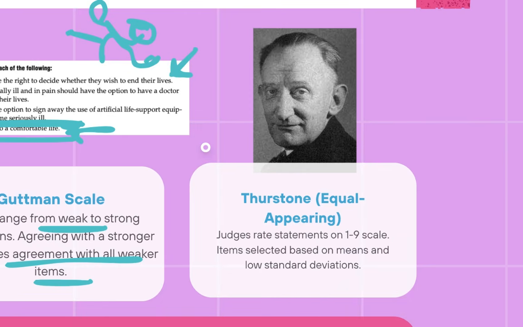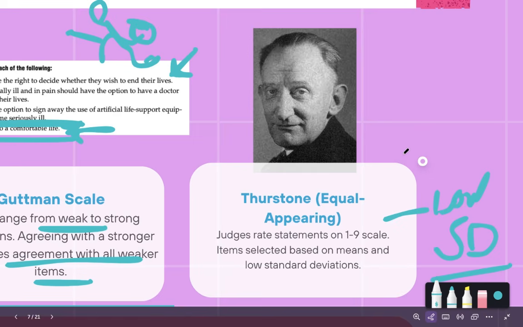Just the thought behind it is that when you're creating items on an attitude scale for social sciences, judges rate each item from 1 to 9. Then you get the standard deviation of the ratings. If an item has a low SD, this is indicative that the item is good to be part of that scale. Okay, that's it for Thurstone, the equal-appearing intervals.